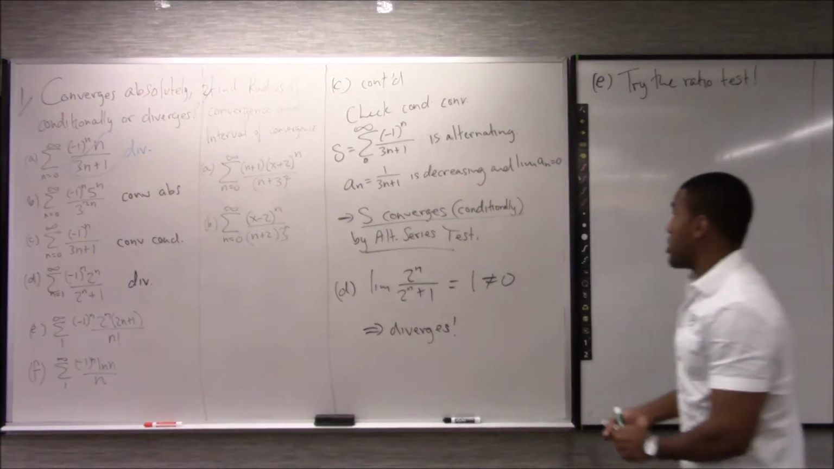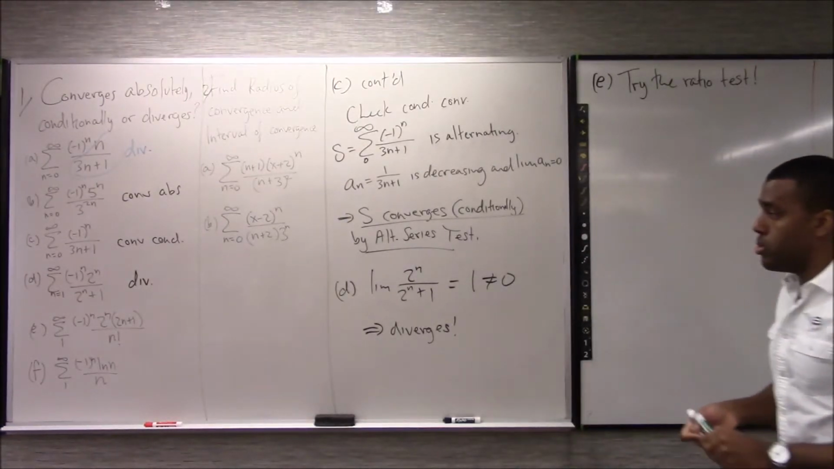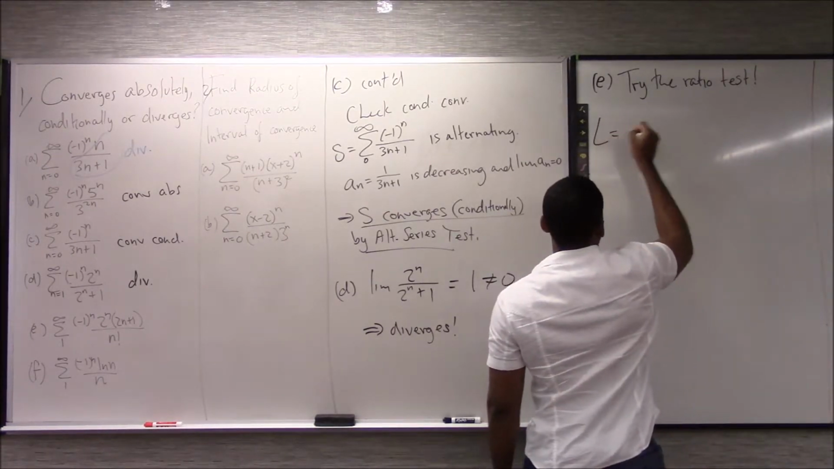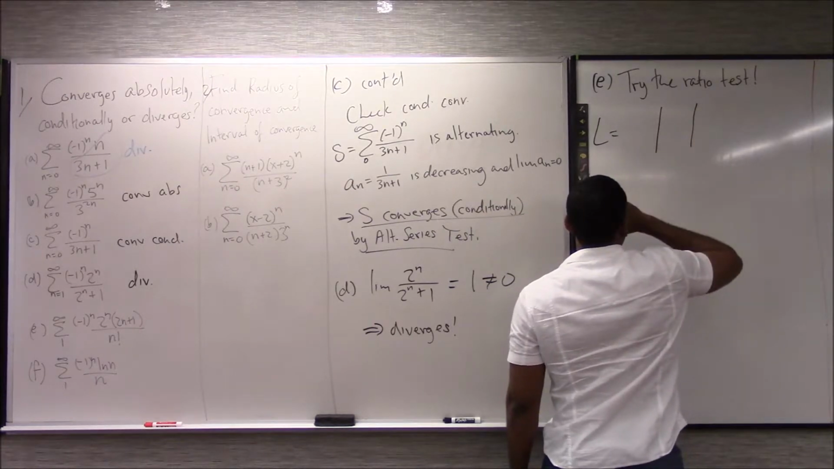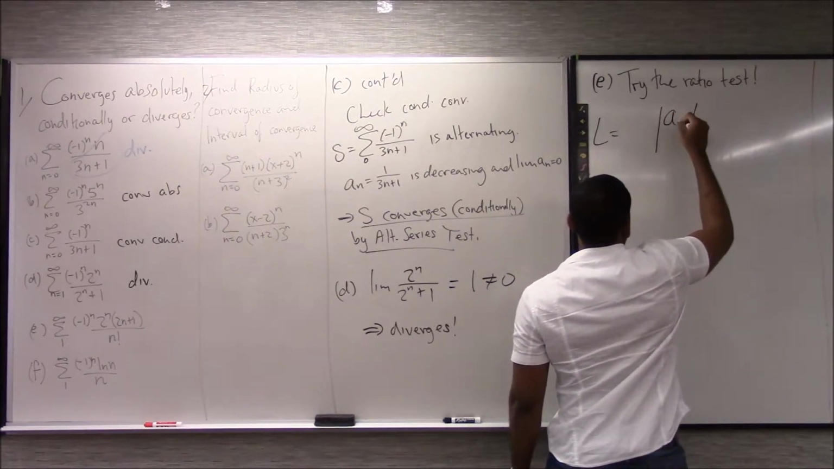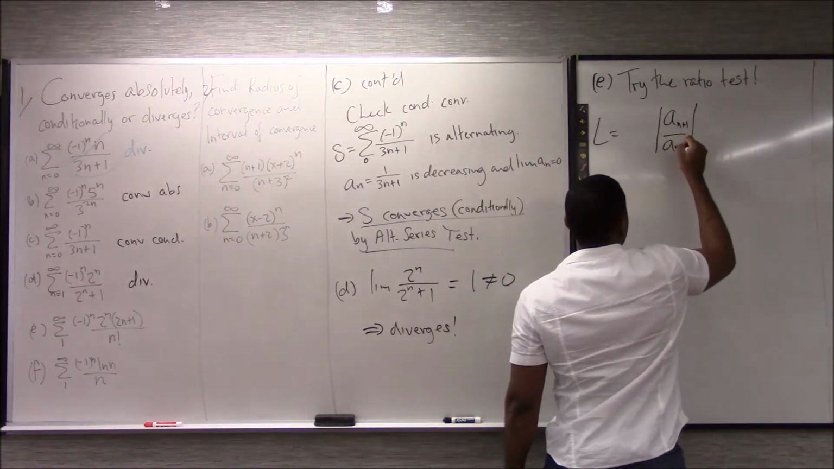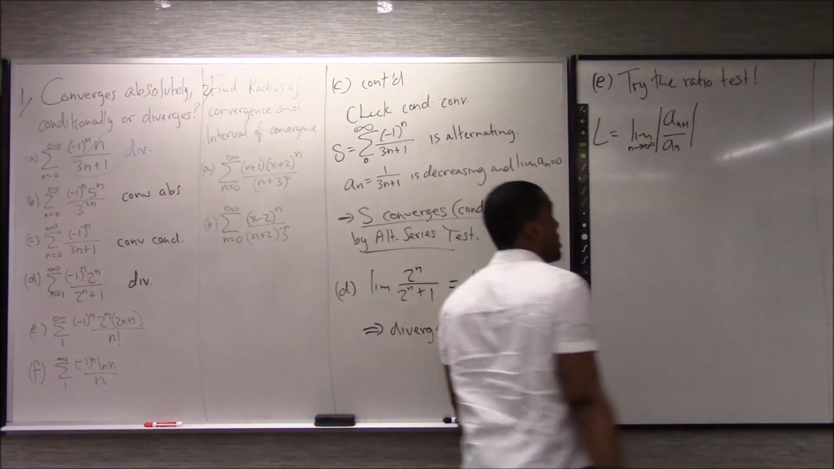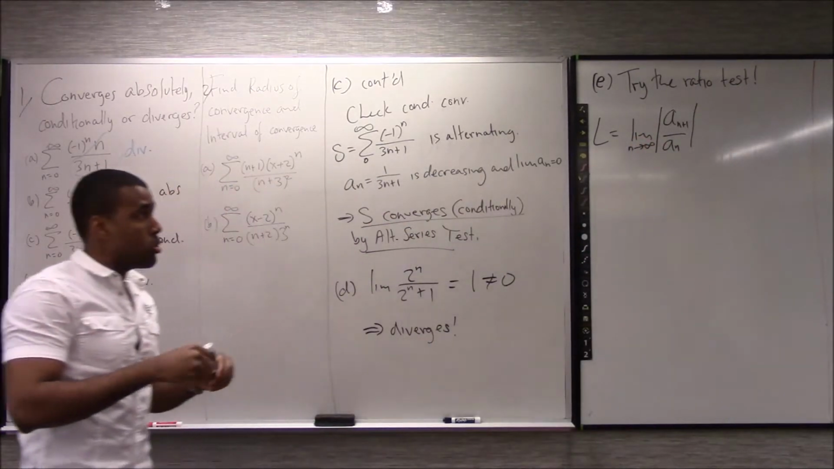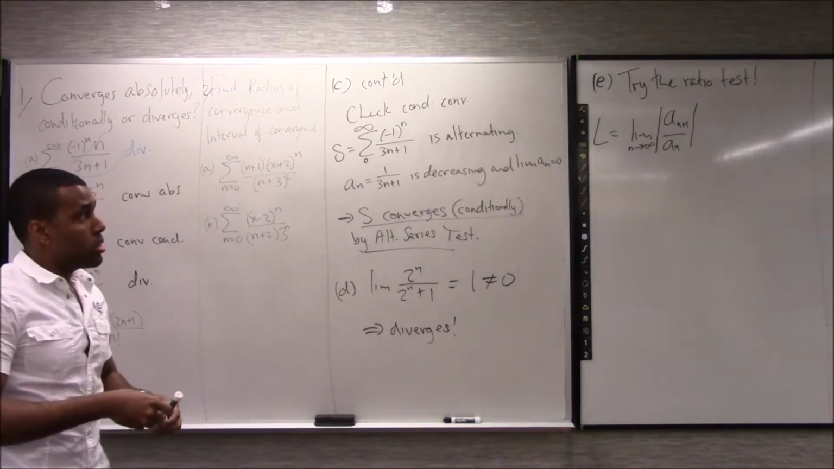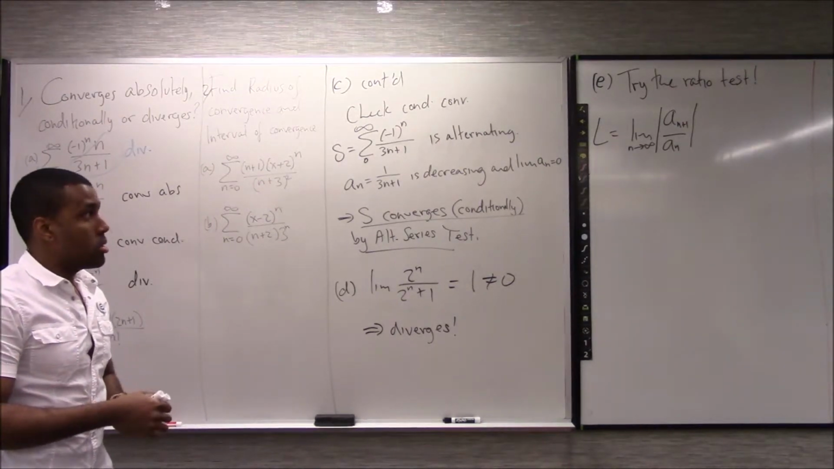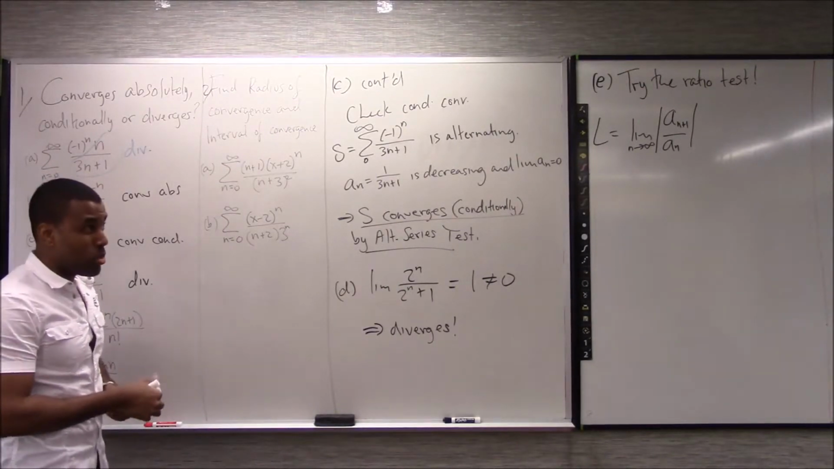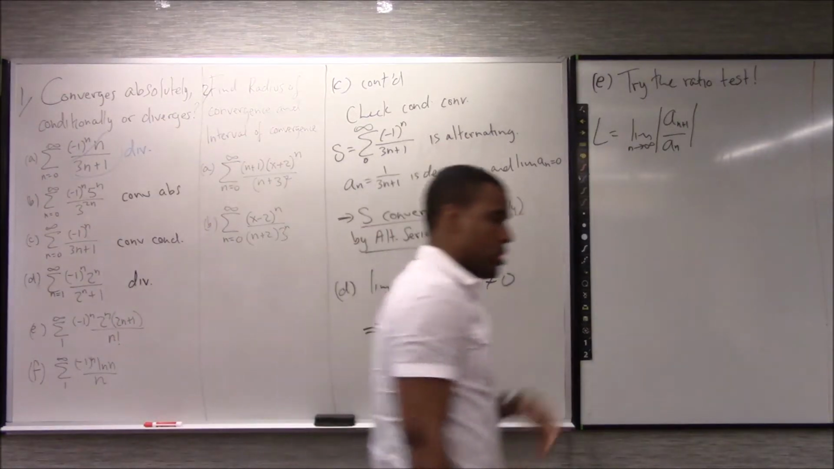So in this case, I would try the ratio test. What does the ratio test say we should do? We look at the absolute value of a_{n+1} over a_n, and we're looking for the limit as n approaches infinity of that. How do we make conclusions here? If the limit is less than 1, it converges absolutely. If it's greater than 1, it diverges, and if it's equal to 1, no conclusion can be made, so you'd have to try something else.